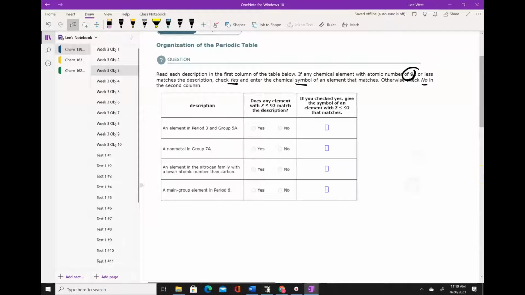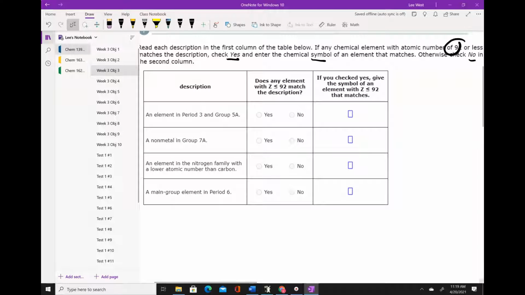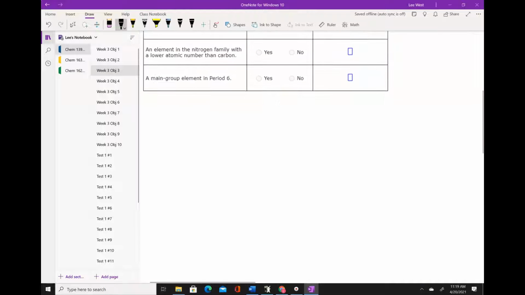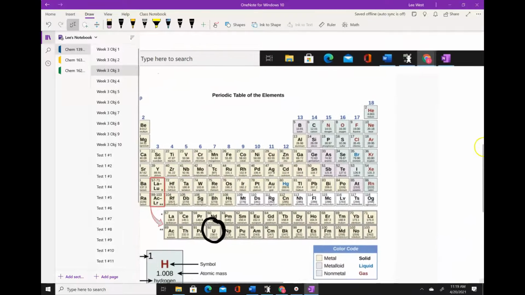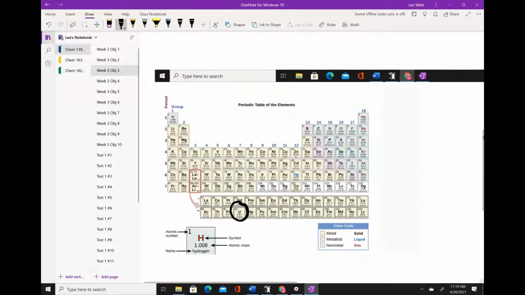All right, so an element in period 3 and group 5A. So we're really looking, is it, so 5A, the A groups are the taller groups, right, on the edges of the periodic table, what we call the representative elements.